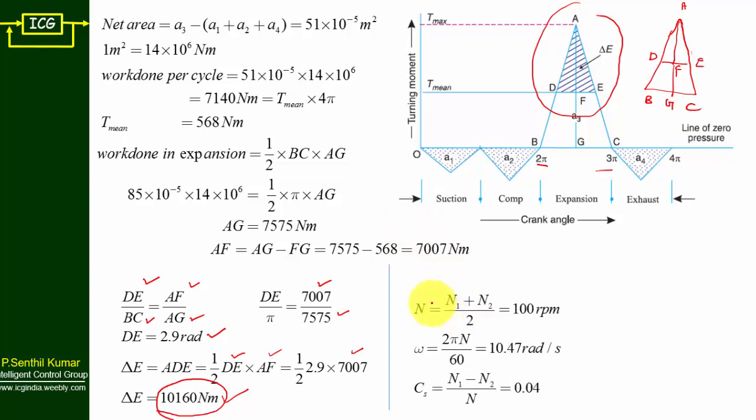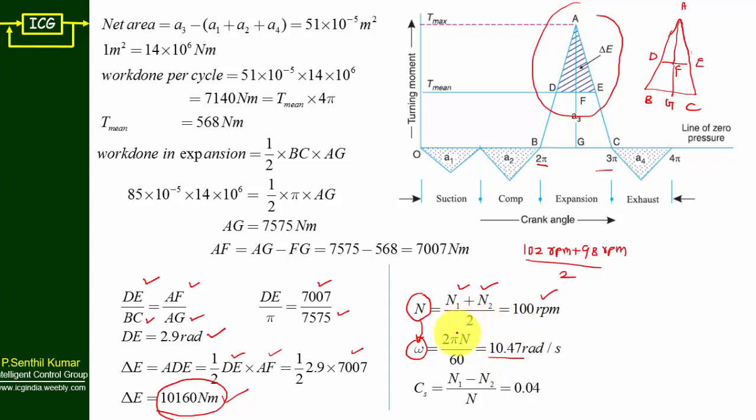Before that, we will find the two terms N1, N2. N1 is 102 RPM, then N2 is 98 RPM. From that we can find the average speed. So 102 RPM plus 98 RPM divided by 2. You will get 100 RPM. This is the average speed. From that I can find omega, angular velocity. Omega equal to 2 pi N by 60. You will get 10.47 radian per second.